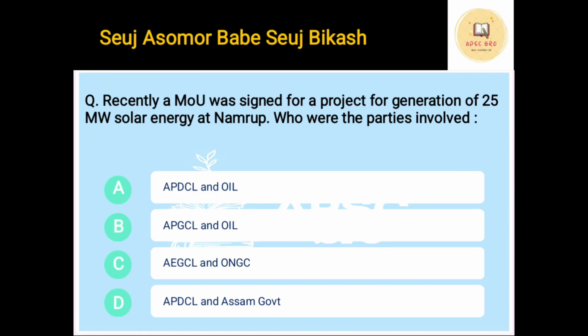Recently, an MOU, a Memorandum of Understanding, was signed for a project for generation of 20 megawatts of solar energy at Namrup. Who were the parties involved? See, in the question itself, there is a lot of important information for you. First thing, it's based on solar energy. Capacity of the plant will be 25 megawatt and the location is Namrup.